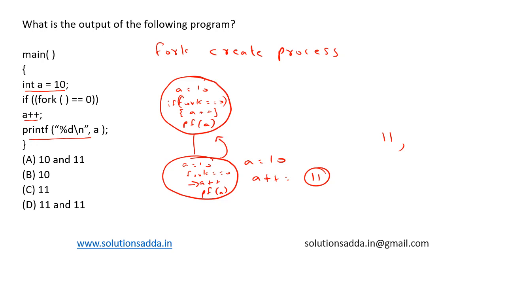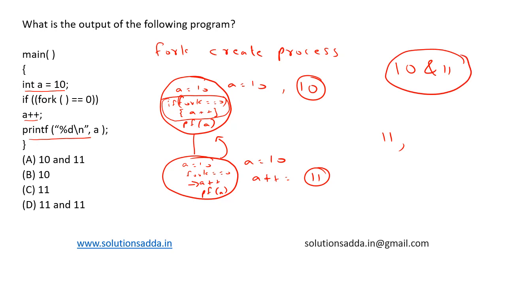Now here the value of A equal to 10. Since this is not executed, we are just printing the value of A. Here we get 10. So the final output would be 10 and 11. This is the correct answer. Based on the options, option A is the right answer here.